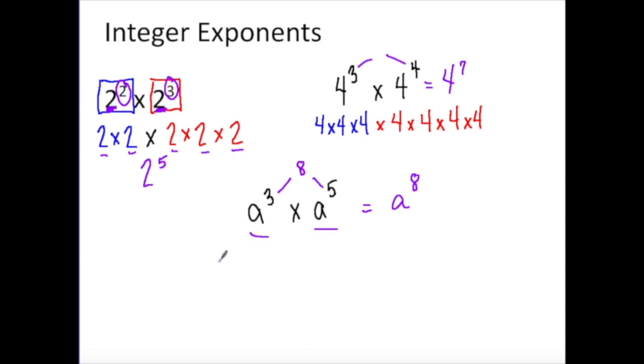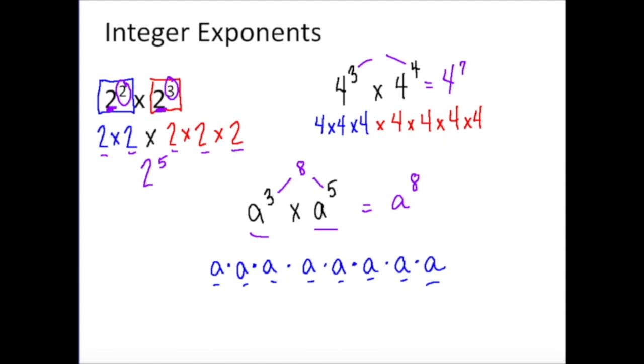So A to the third power is simply A times A times A. I'm going to use a times symbol like this, times A, and then A to the fifth power, 1, 2, 3, 4, 5. So let's go ahead and count them. 1, 2, 3, 4, 5, 6, 7, 8. A to the 8th power. So if our bases are the same and we are multiplying, then we can take the shortcut by adding the exponents.